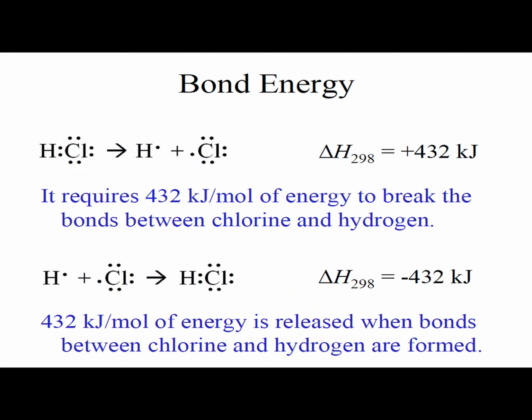Okay, so it requires 432 kilojoules per mole of energy to break the bonds between chlorine and hydrogen, and 432 kilojoules per mole of energy is released when the bond forms. This is our law of conservation of energy.